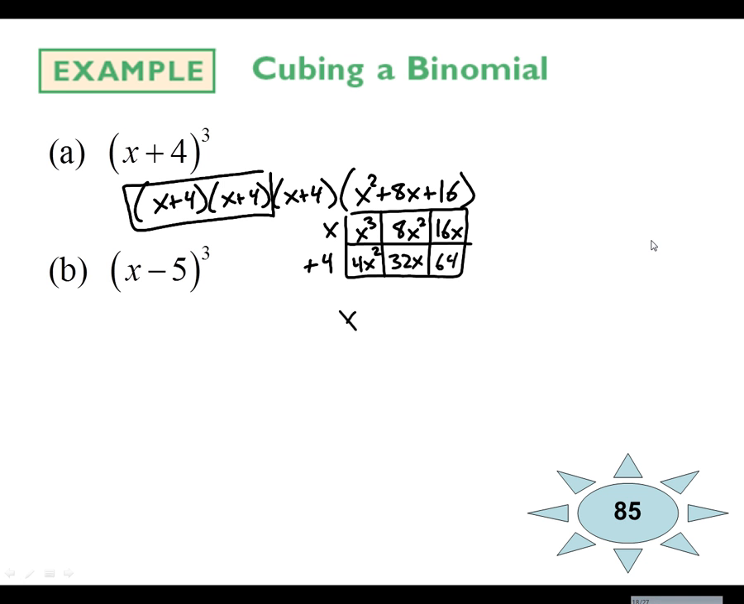So we'll get x cubed plus 12x squared plus, what do we got here? 48x plus 64. All right, x minus 5 cubed.